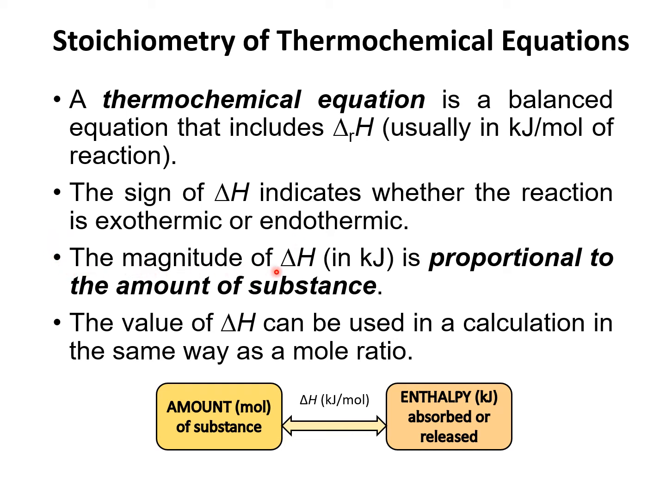The magnitude of delta H, when written in kilojoules, is proportional to the amount of substance, and as mentioned previously, this is because delta H is an extensive property. Finally, the value of delta H can be used in a calculation in the same way as mole ratios. So we can easily convert between the amount of substance given in moles and the enthalpy, or delta H, in kilojoules that is absorbed or released in a reaction.